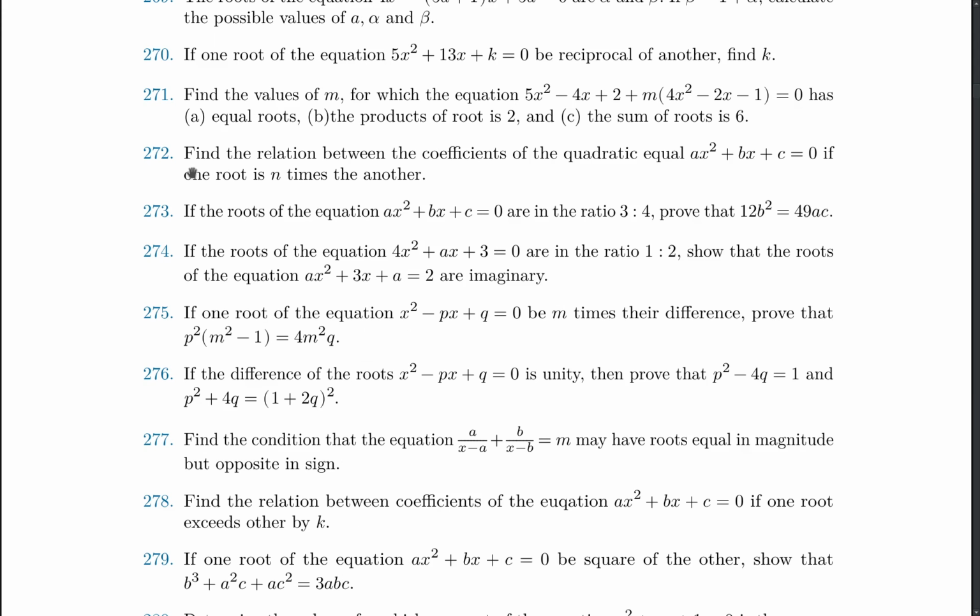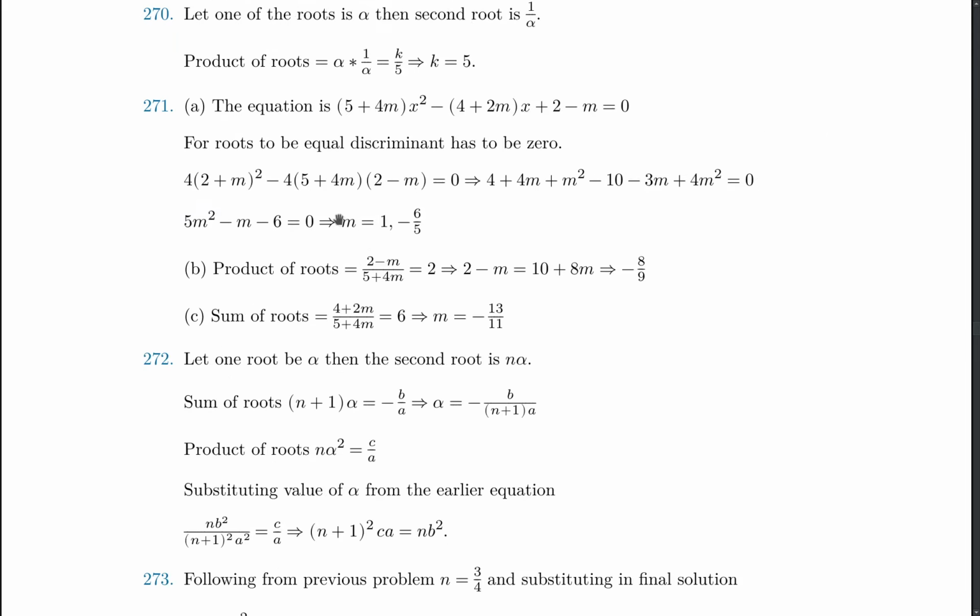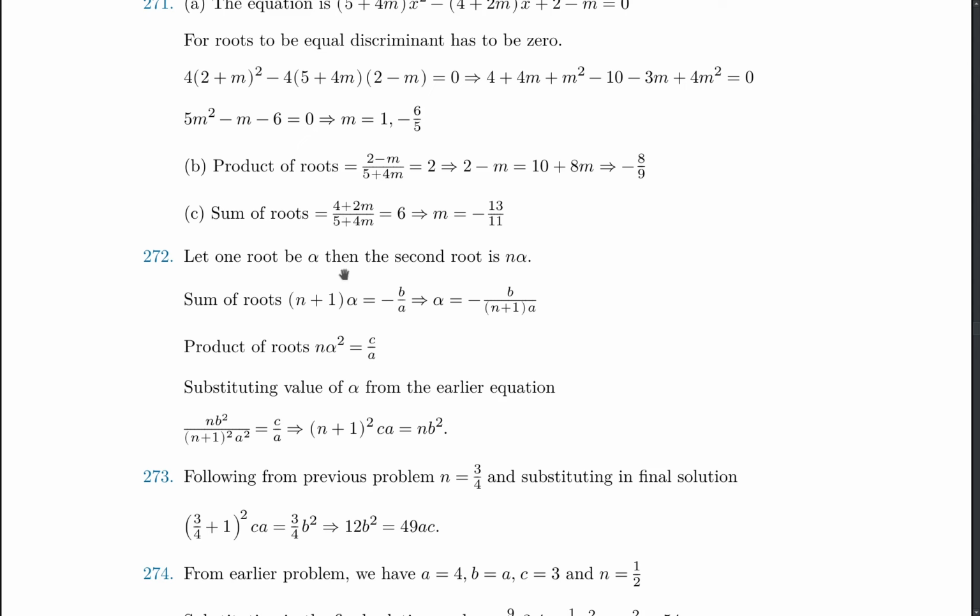Question 272 says: find the relation between the coefficients of the quadratic equation ax² + bx + c = 0 if one root is n times the other. So we let one root be alpha, then the second root will be n alpha. The sum of roots is (n + 1) alpha = -b/a, so alpha = -b/((n + 1)a).